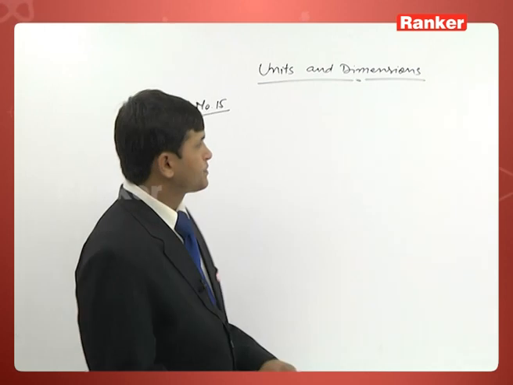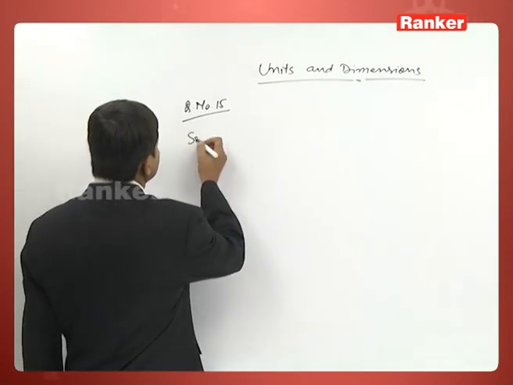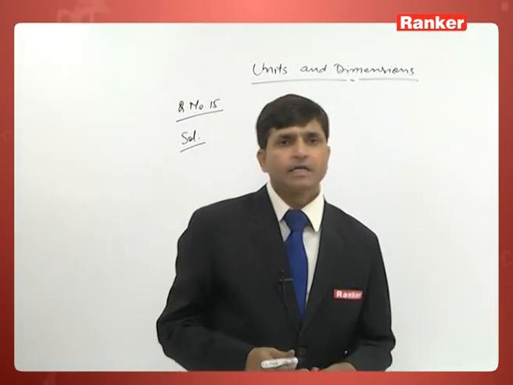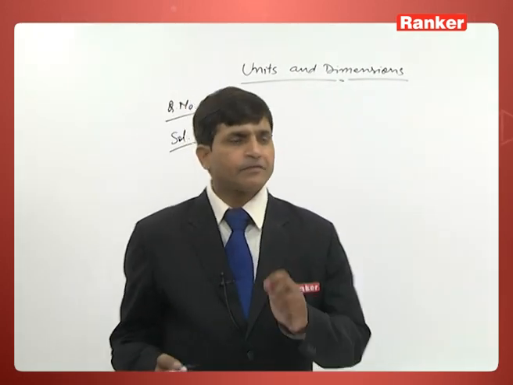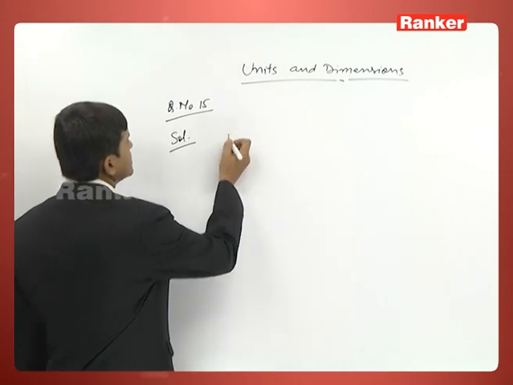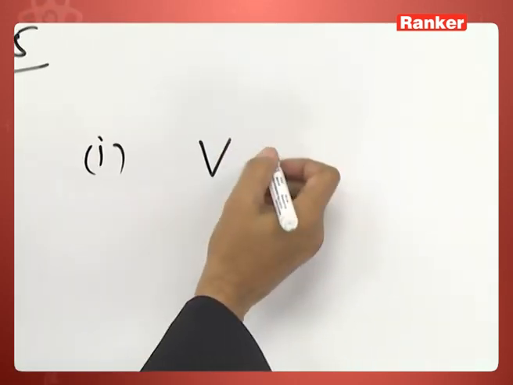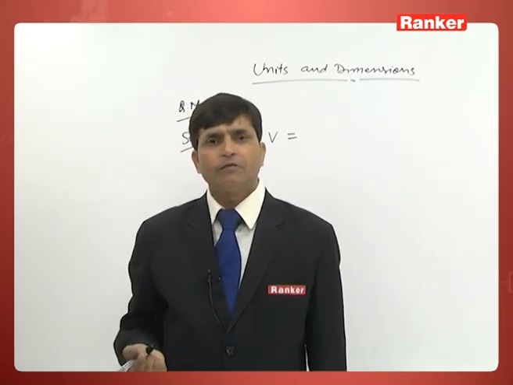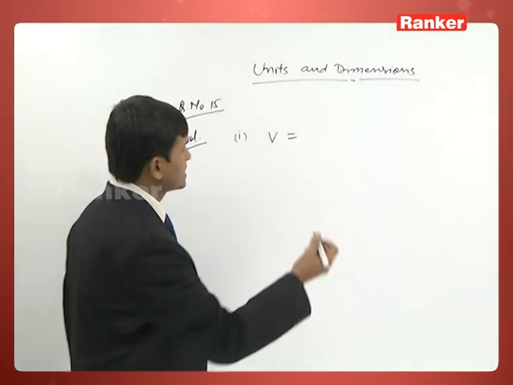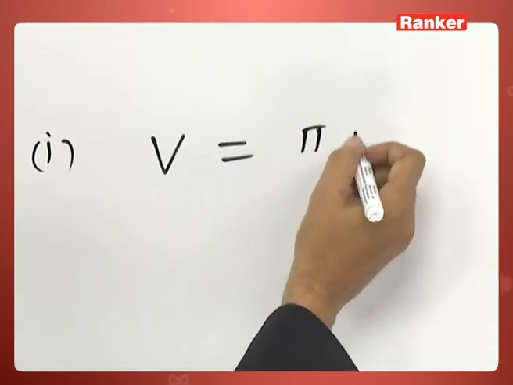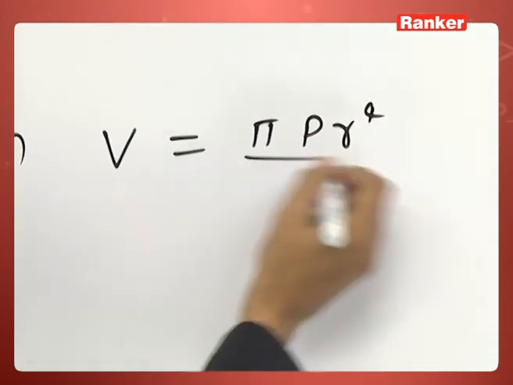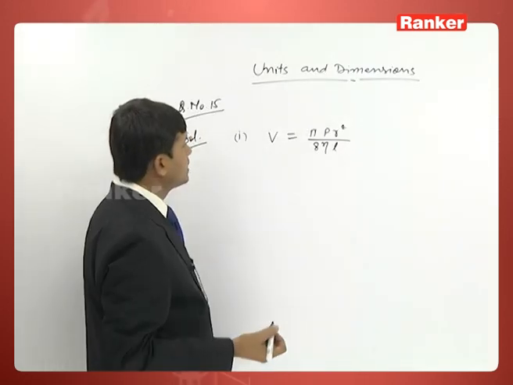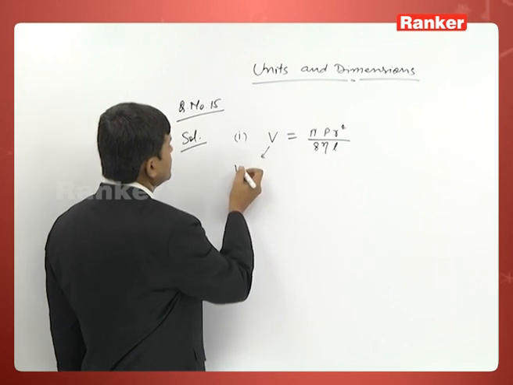So see the solution here. So all of the options we will verify. So here V is the volume. So first option, first see the first option. First option, V is given as pi p r to the power 4 by 8 eta L, where V is the volume.